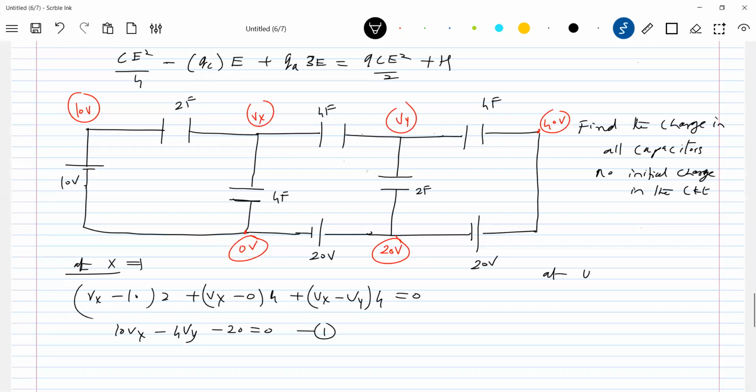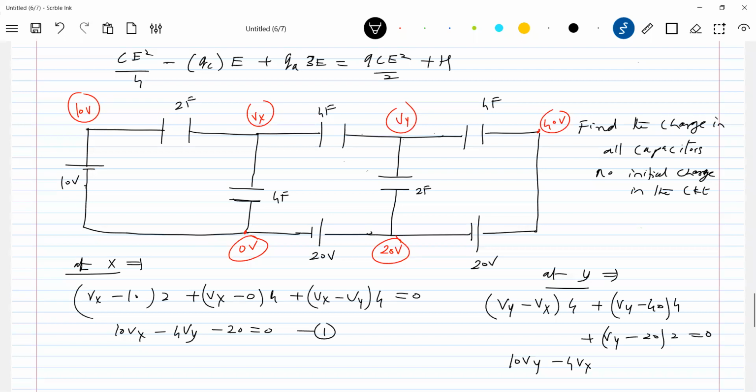Similarly, at y, Vy minus Vx into 4 plus Vy minus 40 into 4, so 10Vy minus 4Vx, this will be 160 minus 200.